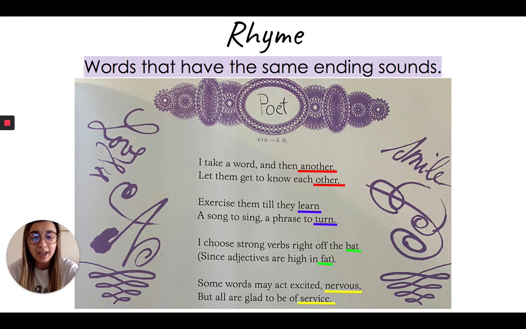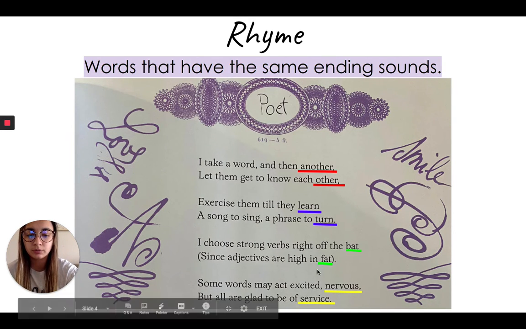So if you see at the end of each line, so remember our sentence is called a line, at the end of each line, there is a word that rhymes with the word that's underneath it. So each stanza has 2 rhyming words.